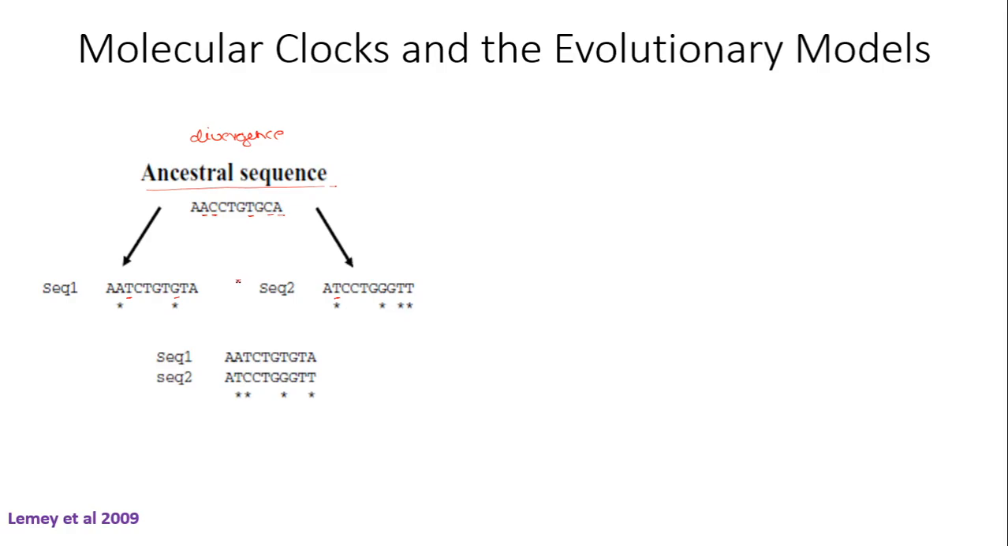of divergence, or in other words we can say a measure of this divergence is generally referred to as genetic distance. So what is genetic distance? It is nothing but a measure of divergence between any two given sequences.